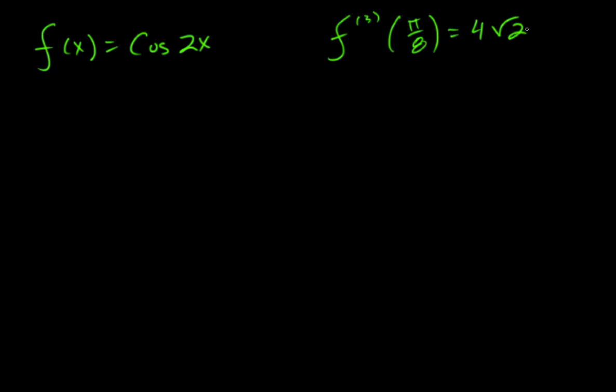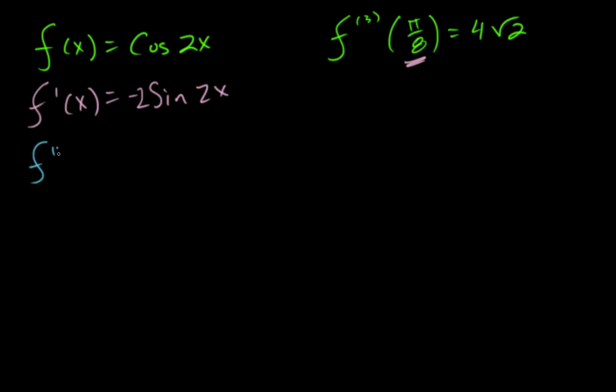What we're going to do now is f of x equals cosine 2x. And we need to show that f triple prime of pi eighths is equal to 4 root 2. So we just need to prove this. We first just need to find the third derivative before we even worry about this. Okay, so if we take the first derivative, cosine goes to negative sine, but then we need to multiply by the derivative of the inside, so we get a 2 right there.